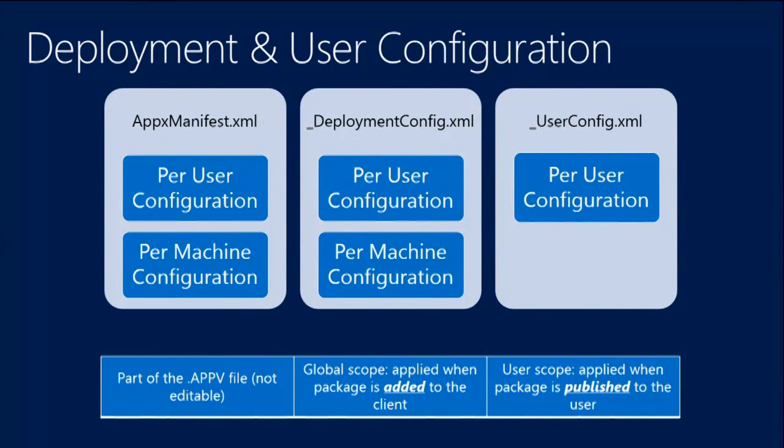And it's even extended. For example, not everything is done under the user context. You can actually make changes to the system if you require it. I will demo that shortly. So you have a per user configuration and a per machine configuration, and depending on what configuration you want to change, it's in either of those sections. And the hierarchy is from left to right. So the user configuration will always take precedence over any deployment or app manifest configuration that is inside the package.